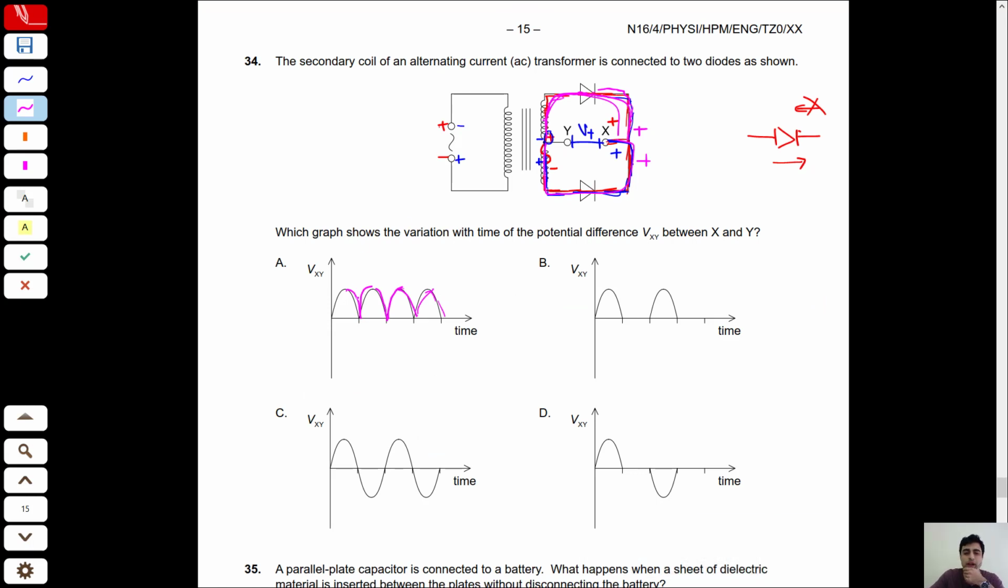It's kind of like a half-wave rectification. So the current is being rectified. Full wave and half-wave rectification. Yes.